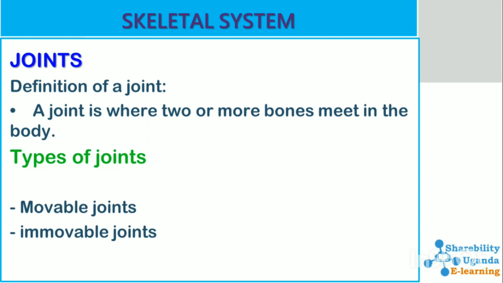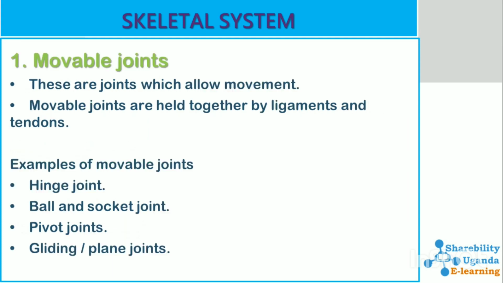A joint is where two or more bones meet in the body or on the human skeleton, and we have two types of joints, which include the movable and the immovable joints. As the name dictates, movable joints are joints that move in specific or all directions, and then immovable joints are joints that are fixed and do not move at all.